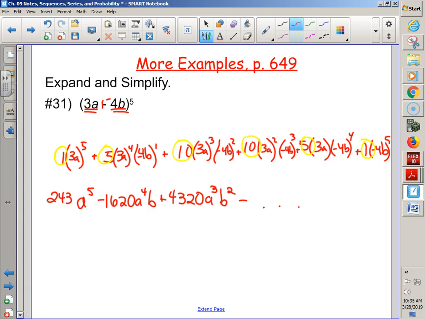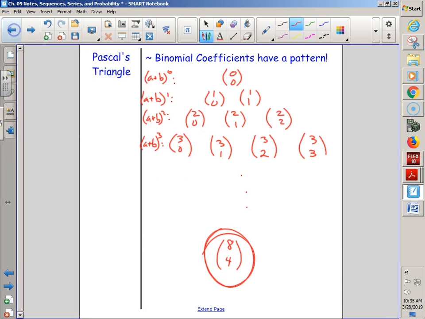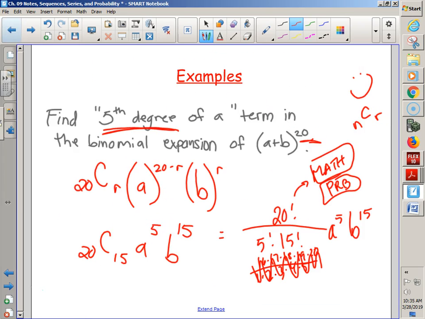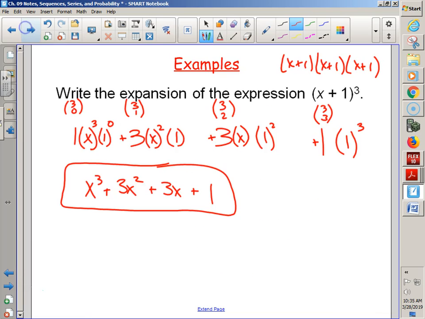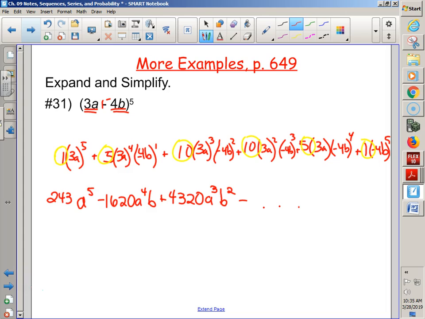I'm starting with Pascal's. And if Pascal's ever gets way too nasty, like the 20th, remember, we can jump to where we want to go with the nCr. You don't have to do Pascal's to the 20th row. That would be nasty. But binomial theorem, the pattern stays the same. The first gets raised to the highest, counts down, while the second gets raised to the 0th and counts up.